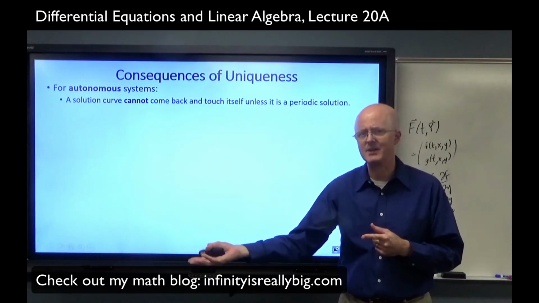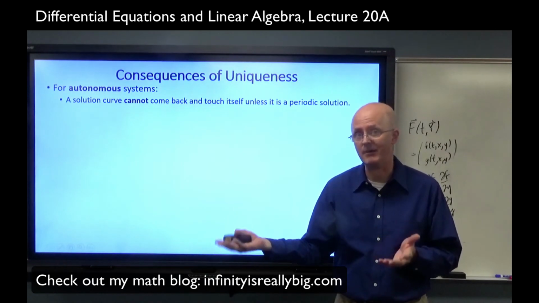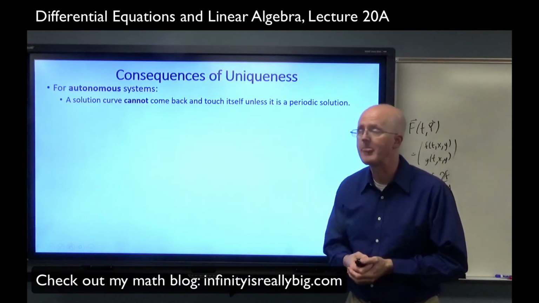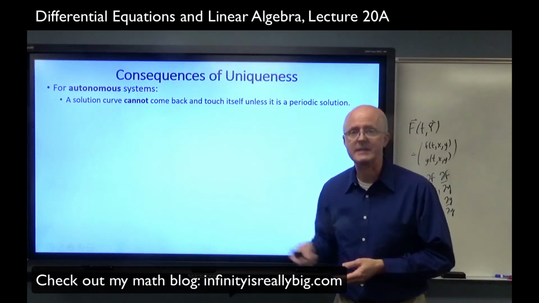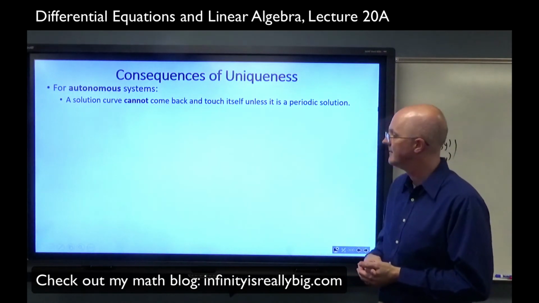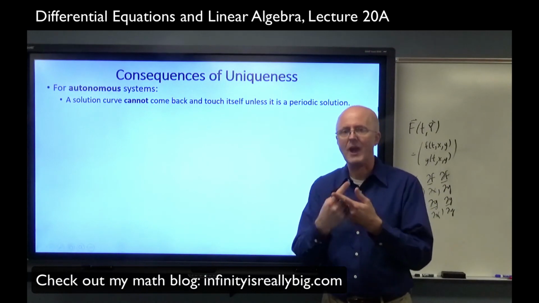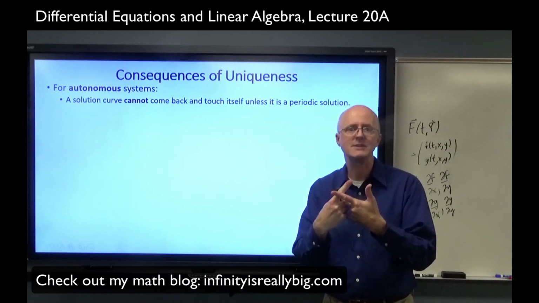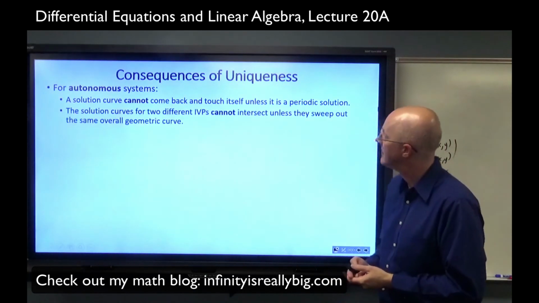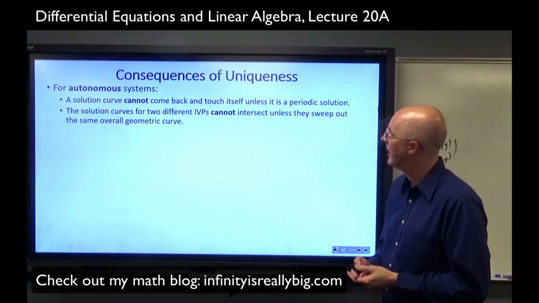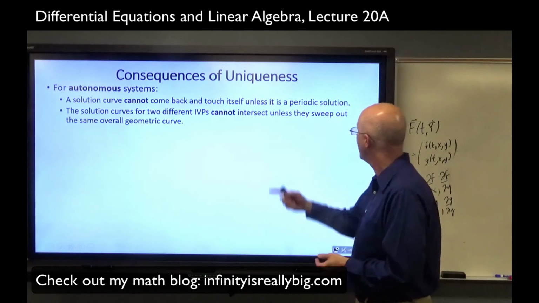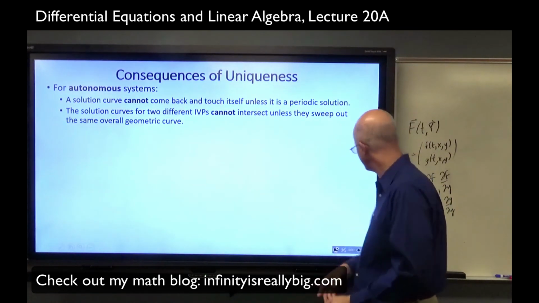Now in lecture 19a we saw the van der Waals system, and we saw it had a periodic solution. That solution came back to where it started after a certain amount of time. That's not contradicting this, because it's periodic. It keeps going around and around and around forever and ever. But it can't come back and cross itself with two tangents that are not parallel for autonomous systems. No t on the right-hand side. Also, it means solution curves for two different initial value problems also cannot intersect unless they happen to sweep out the same overall geometric curve.